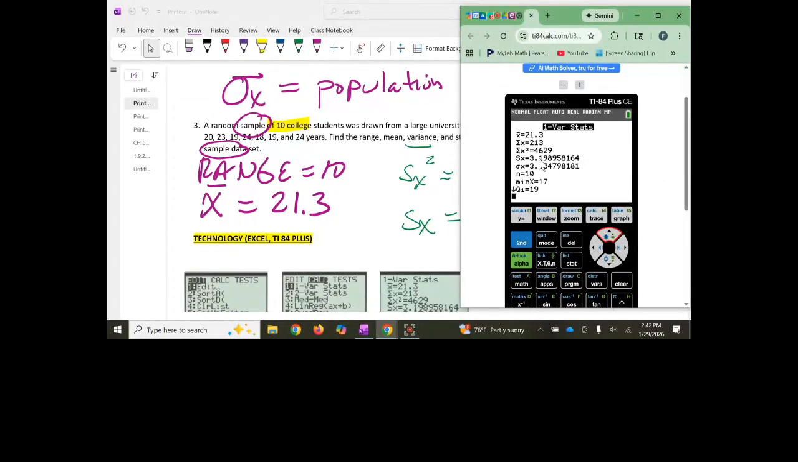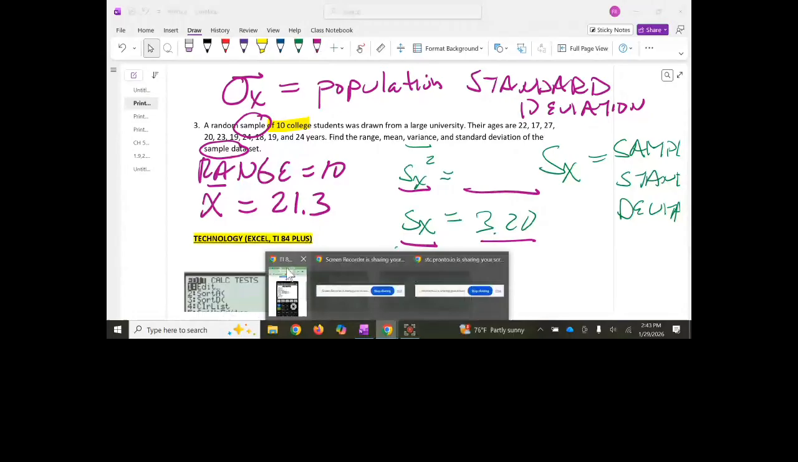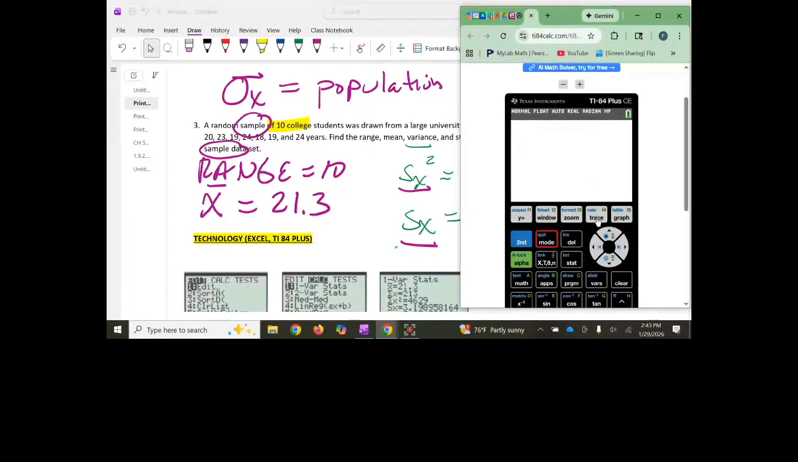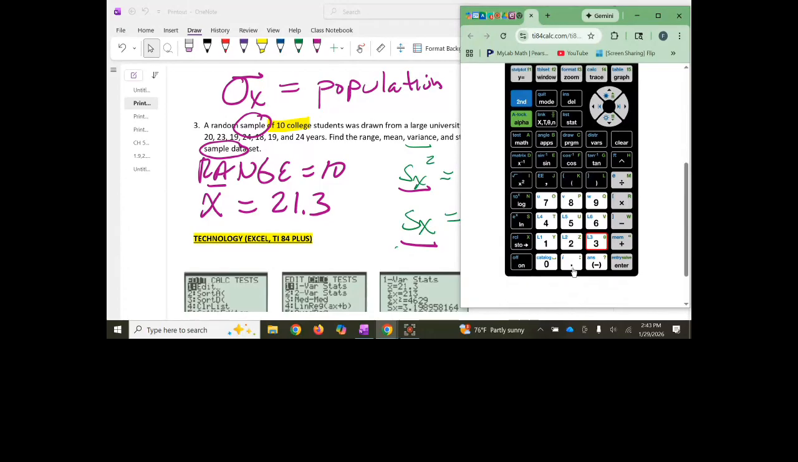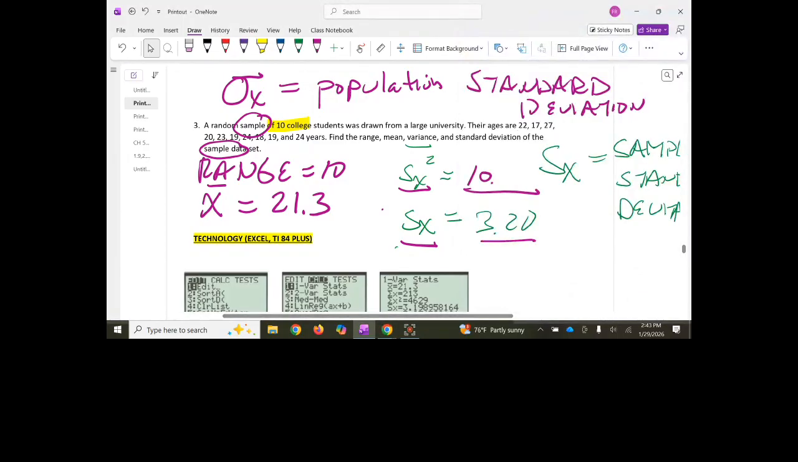Does that make sense? Okay, so that looks like about 3.20. Let's go with 3.20, and I'm going to write that in for that number. Now, I still have to find the variance, but the difference between the standard deviation and the variance is that I just have to square that number to get my answer. Let me get out of this. What's 3.20 when you square it? I don't know, 9 and change? 10.24. Boom, there you go, and you're done.